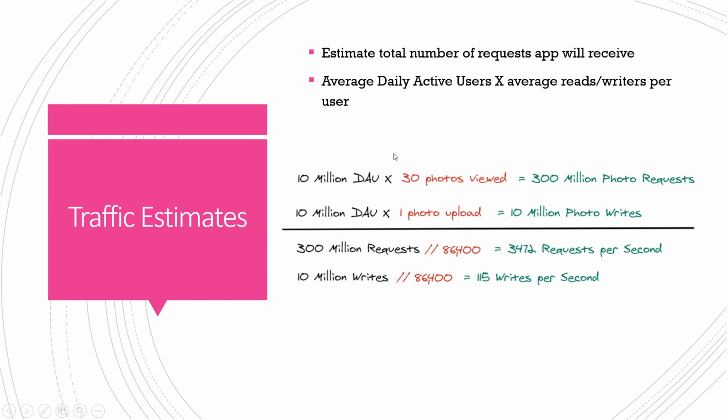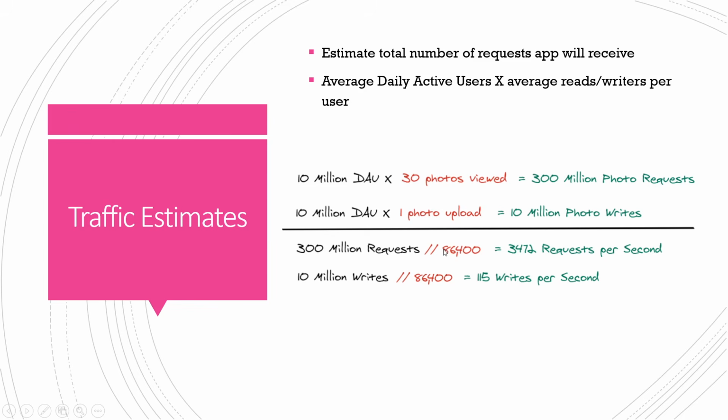In this case, we're going to say we have 10 million average daily active users, and the average user views 30 photos. So they refresh their timeline, maybe scroll down a couple times and see 30 posts or 30 photos. Simple math, that means you're getting 300 million photo requests per day. For writes, we have the same amount of daily active users, but some people will upload multiple times per day. Other people will upload maybe once a month. So that gives us an average of 1 per day per user, and that gives us our 10 million.